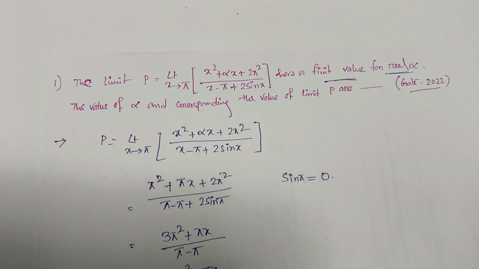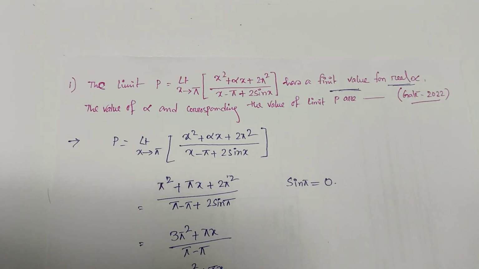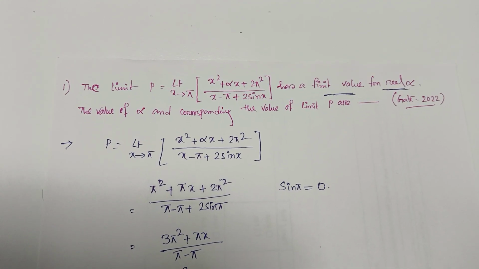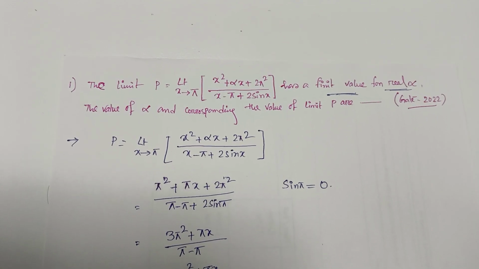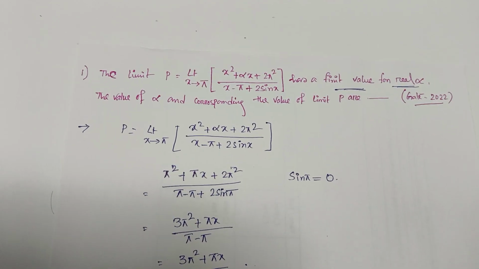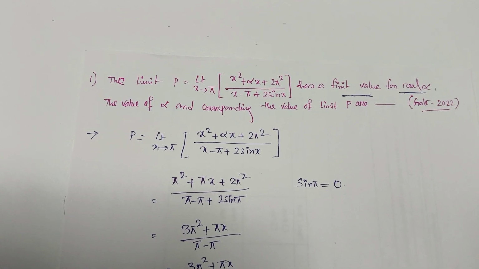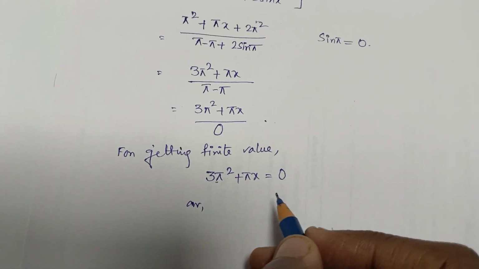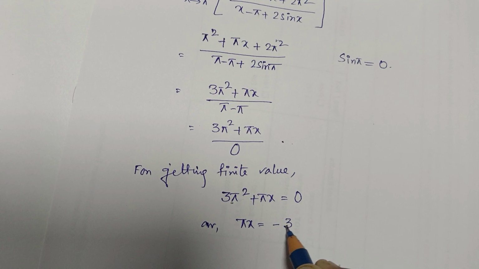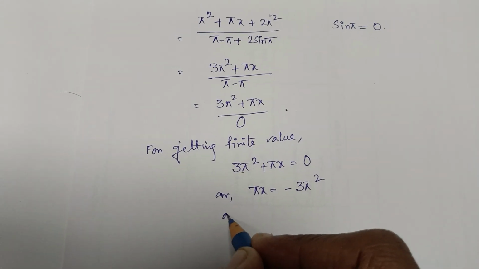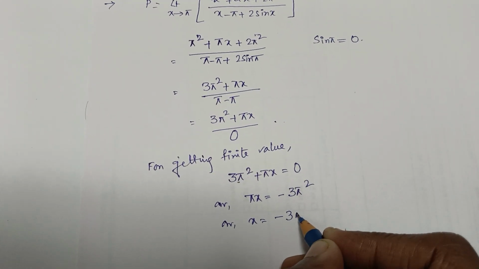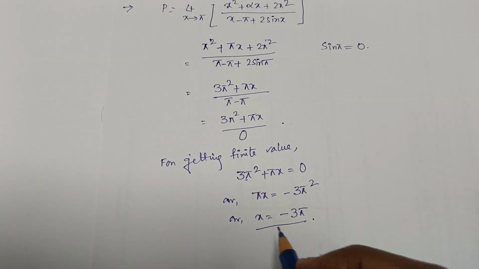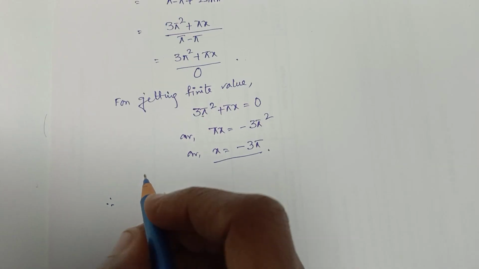So for getting a finite value, we must not get a nonzero number over 0, so we need the 0 by 0 form. For a finite value, the numerator portion 3 pi square plus pi alpha must be equal to 0. Then we get the 0 by 0 form. Calculating the value here, pi alpha is equal to minus 3 pi square, so from here we get alpha equal to minus 3 pi.